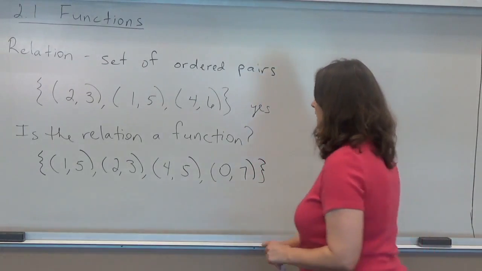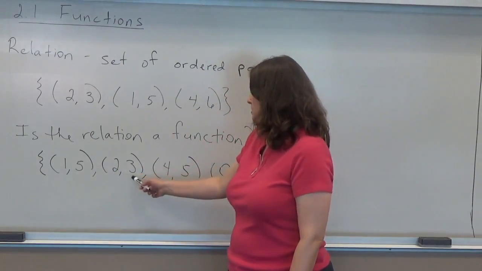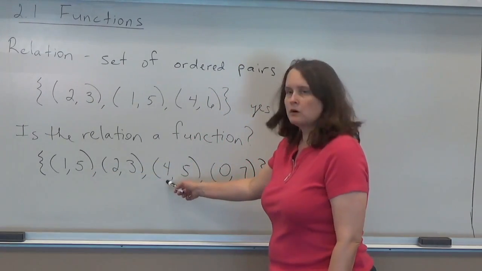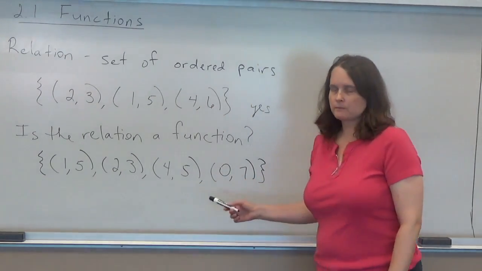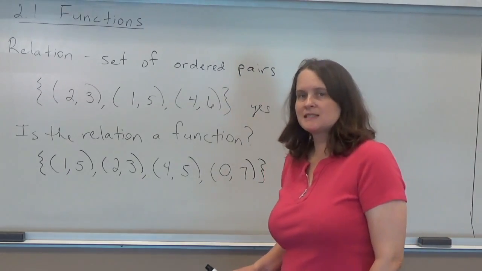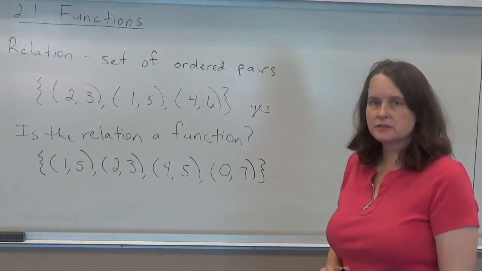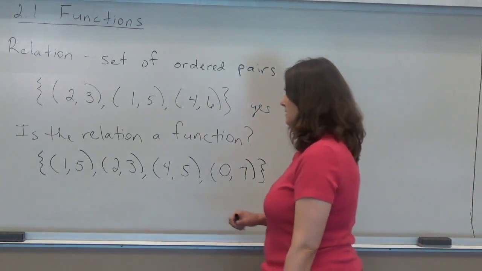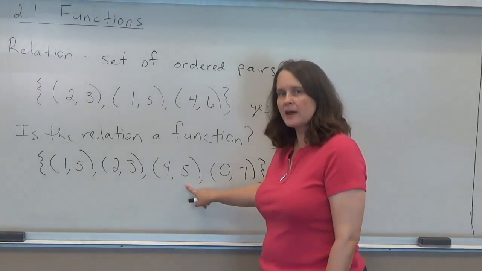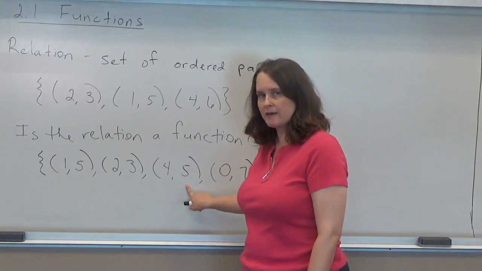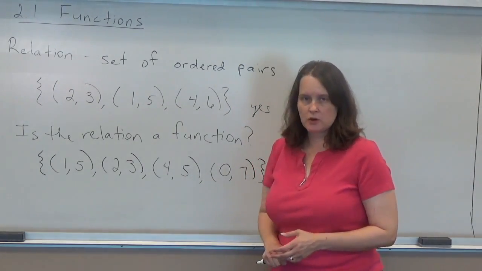So you'll see I've got x equal 1 gets matched with a 5. When x is 2, it's being matched with 3. When x is 4, it's being matched with 5. When x is 0, it's being matched with 7. Does each x value have exactly one y value associated with it? The answer is yes. You may be noticing that you've got a repeated y value here of a 5. So you have two x values that are being matched with the same y value. But that's not violating the definition of a function that you have in your notes.